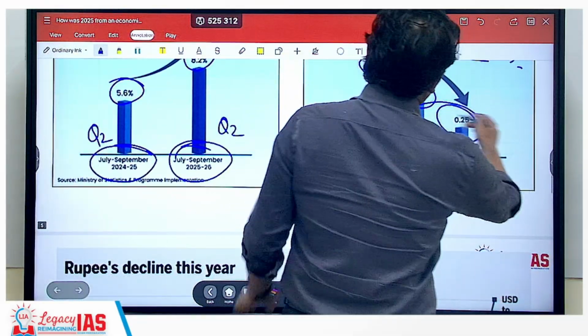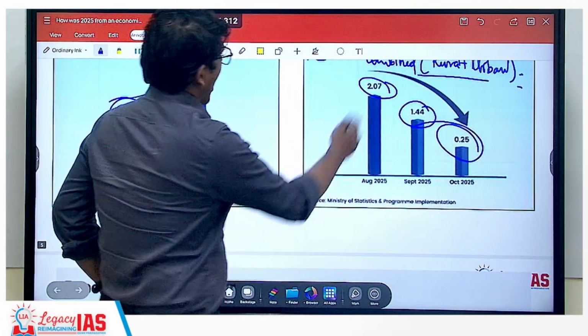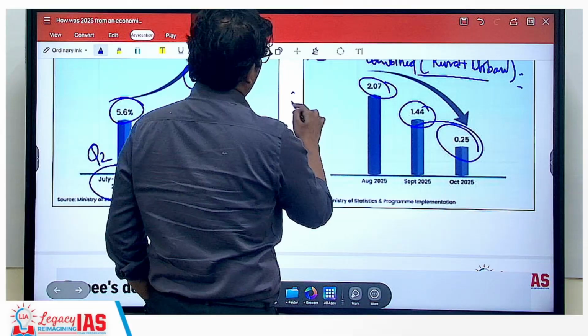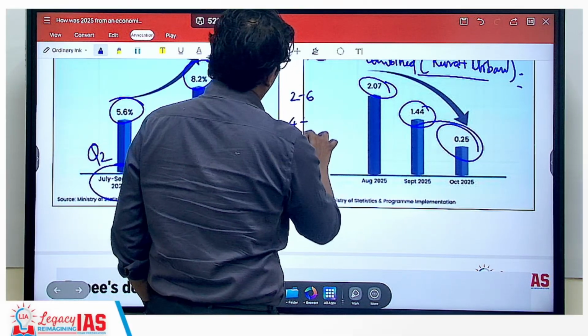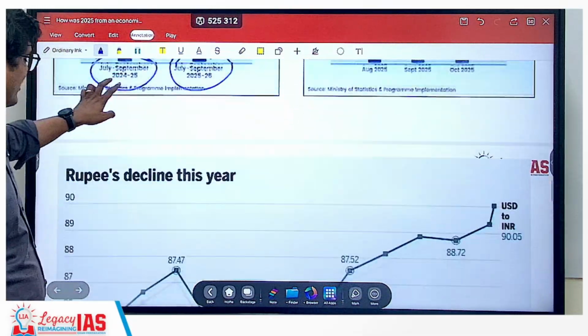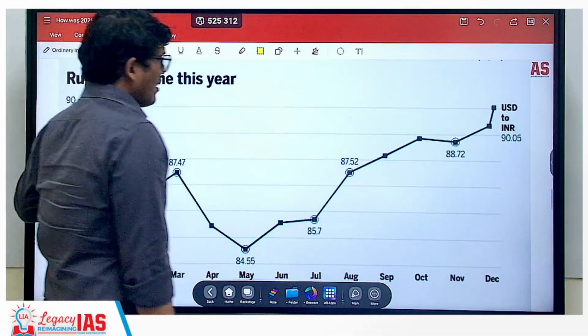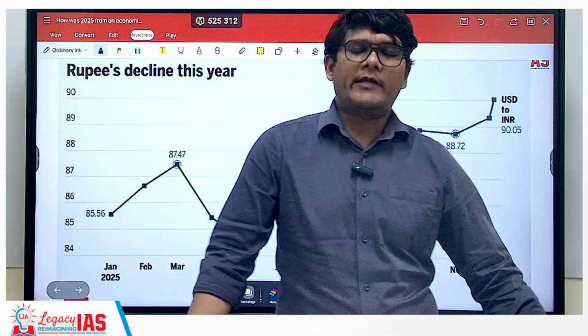However, this may correct itself and may hover around 2-3% in the coming quarters. RBI is anyhow having an inflation target of 2 to 6%. Basically, it is 4 plus minus 2%, which comes out to be 2 to 6%. Right now, so till here everything is hunky-dory, everything is good.